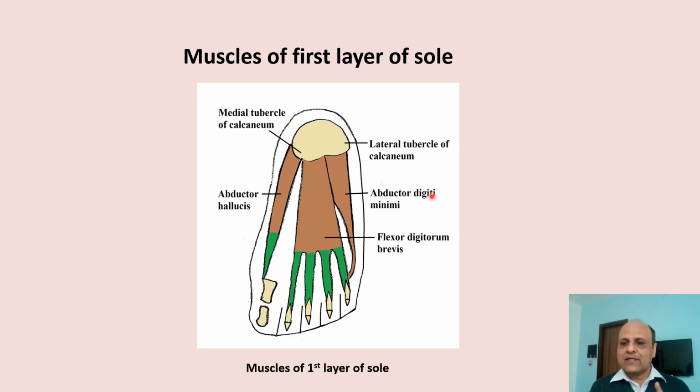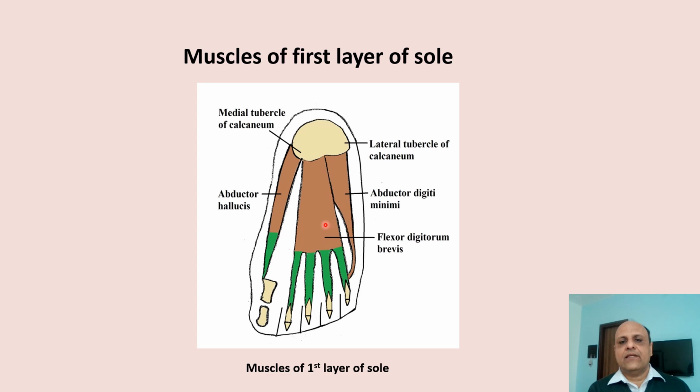So if you remember that the first layer is the layer of abductors of the big and small toe, then you will be able to make out that this layer has the muscles abductor hallucis, which abducts the big toe, and abductor digiti minimi, which abducts the small toe. So the first layer consists of abductor hallucis and abductor digiti minimi.